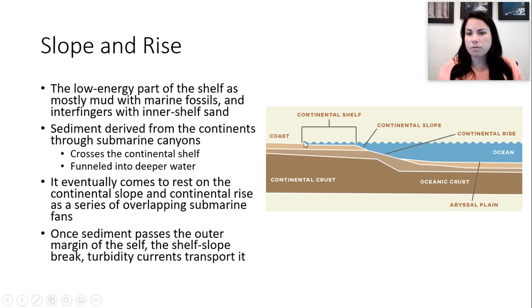So here's an example of the continental shelf. And as these sediments fall down the continental slope, this is where we see these overlapping sediments in this region. So once the sediments pass the outer margin of the shelf and the shelf slope, that's when turbidity currents transport it. Turbidity currents are where we have a lot of that underwelling current from the ocean.